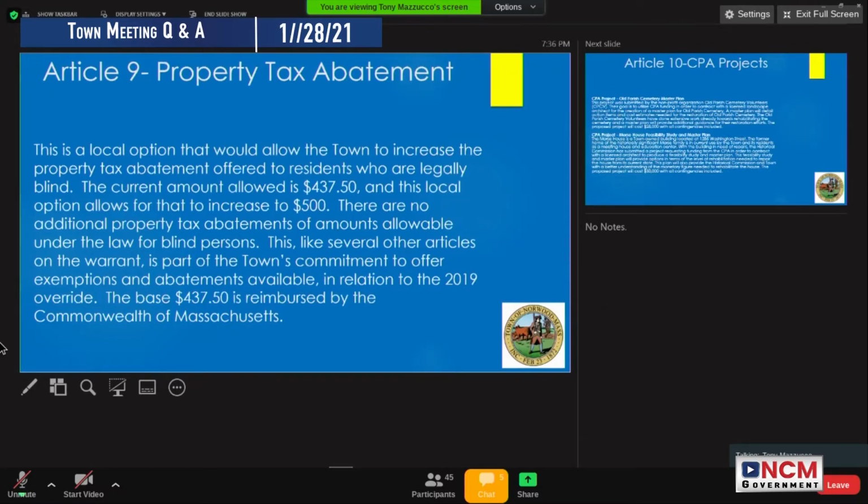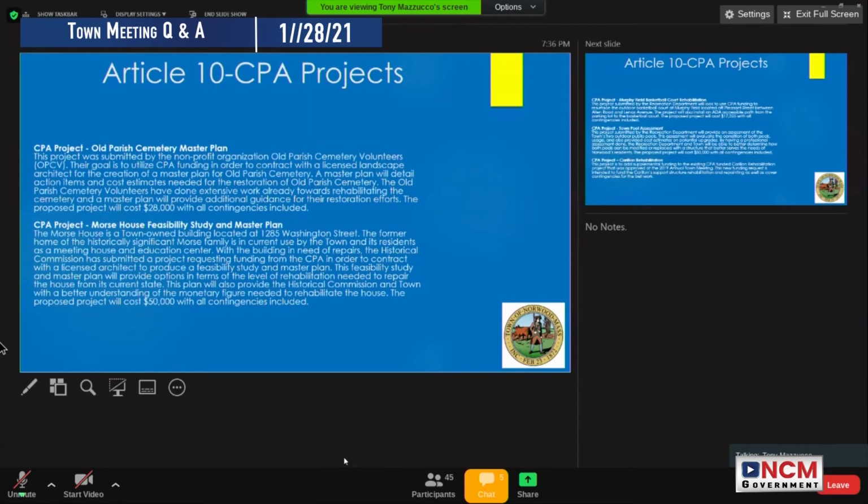All right, thank you. Moving on to Article 10, I'll go through the several CPA projects we have in brief, and then we'll open those up for questions. We have Travis here from the REC and Patrick from the Planning Department who's coordinated these, and I think there's some CPA committee members here.